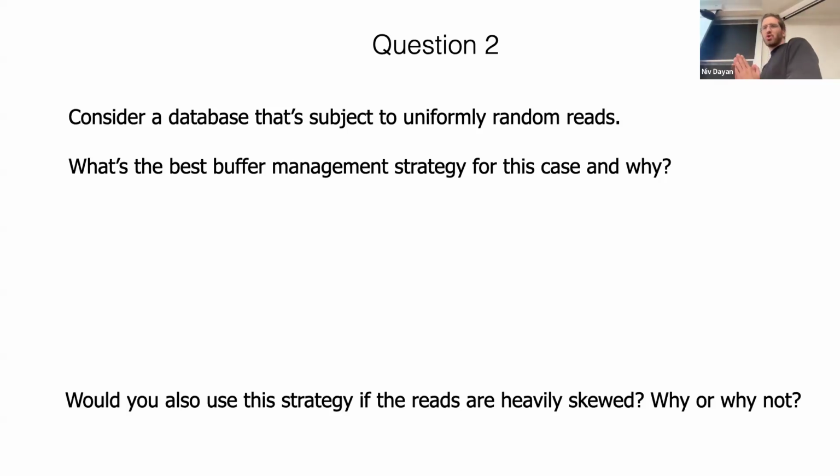Consider a database that's subject to uniformly random reads. So what I mean by this is that every data entry in the database is equally likely to be accessed by the next read. We learned about various different buffer management and eviction policies in the last lecture. What is the best one for this kind of workload? Don't tell me just yet. And then, how would your answer change if it's not a random workload, but a skewed workload?